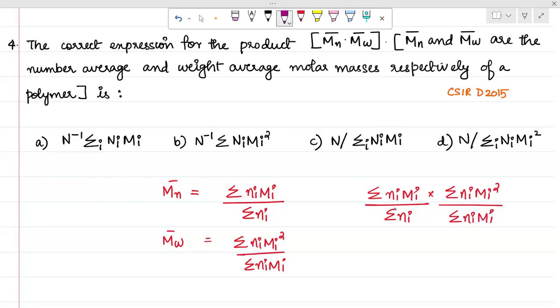If you can see, these get cancelled, and we get sigma Ni Mi square divided by sigma Ni. Now, sigma Ni is the total number of molecules present, so you can write it as sigma Ni Mi square divided by N. You can write it like this as well, and that is what is given in option B. Sigma Ni Mi square divided by N is written as N inverse. It's not option A, here the inverse is missing. Option B is the correct answer. A good question which was asked in December 2015.